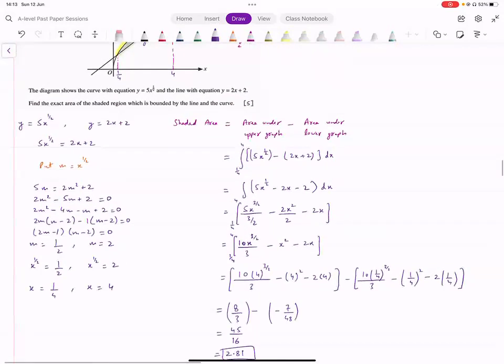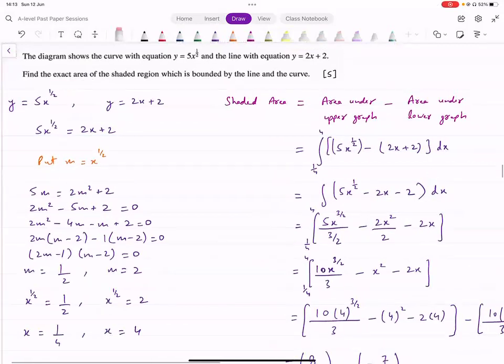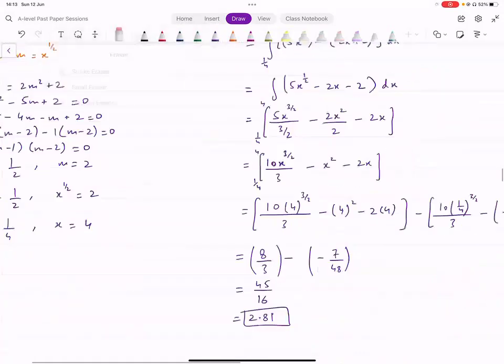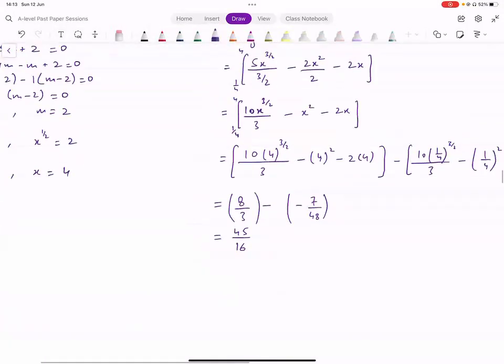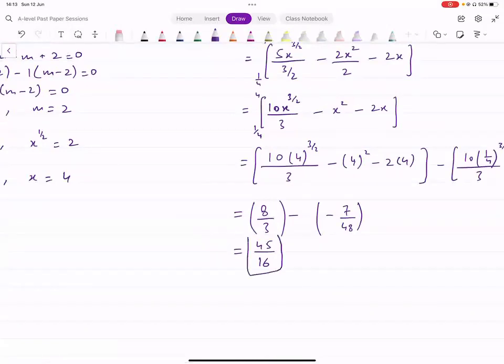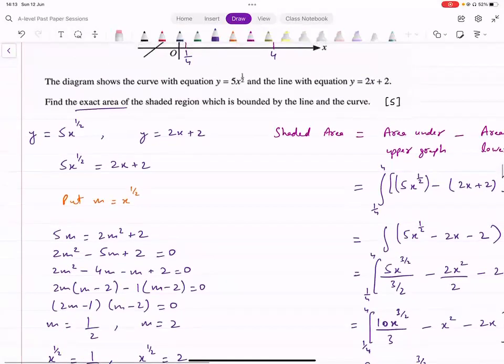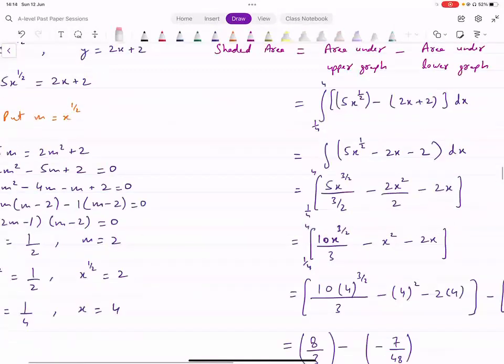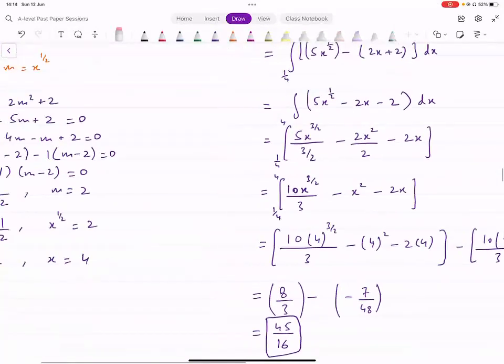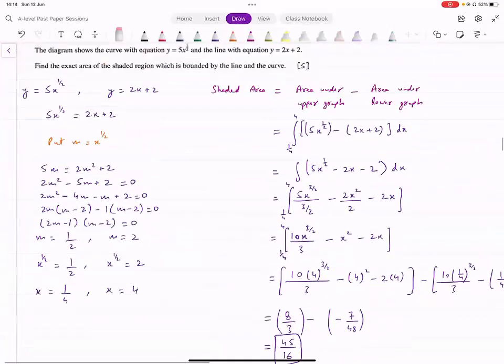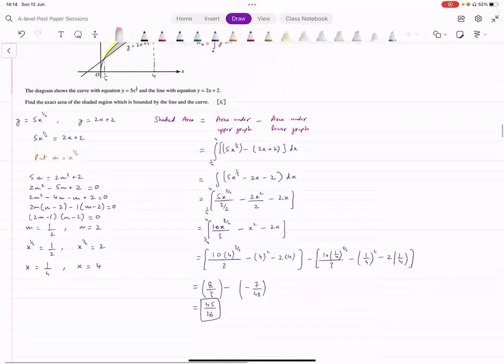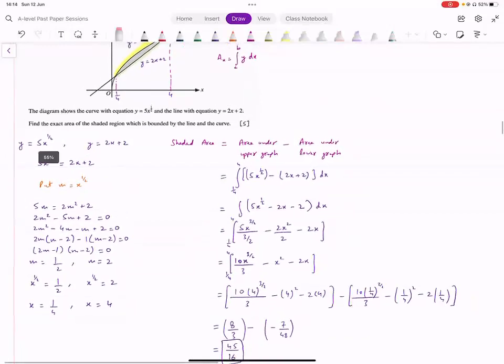No, so you can't do that. It says exact area, so you can't write in decimals. You will just leave it at this point. Sorry about that. I'll actually say this is 45 over 16. That's your final result because we needed exact area. You can't have decimals there. All right, so the exact area is 45 over 16. That's what we had to do in this question. This was question number 6 in this paper.